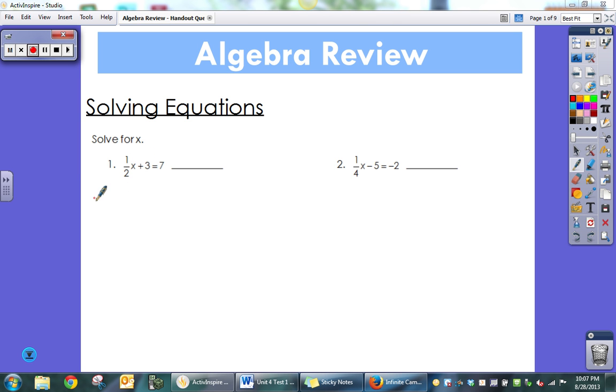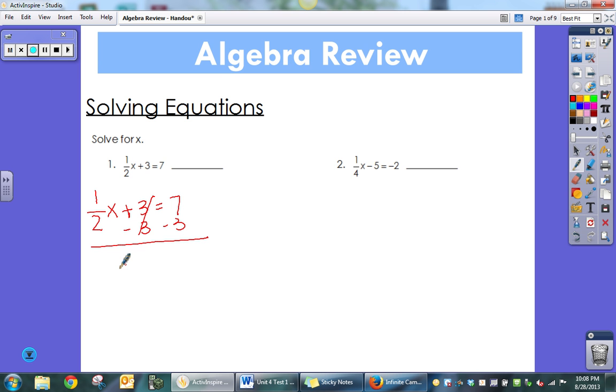Here we have a fraction, but remember I'm going to start by getting all of my constants on one side, so I'm going to subtract 3 from both sides. When I do that, I've got 1/2 x equals 7 minus 3, which is 4. And again, I've got 1/2, which is the same thing as x over 2, right? It just has an invisible 1 in front of it. This is 1/2 x, so in order to undo that, I'm going to multiply both sides by 2. 2 times 1/2 is 1, so that's why that cancels out. And I've got x equals 8. So my answer for this one is 8.